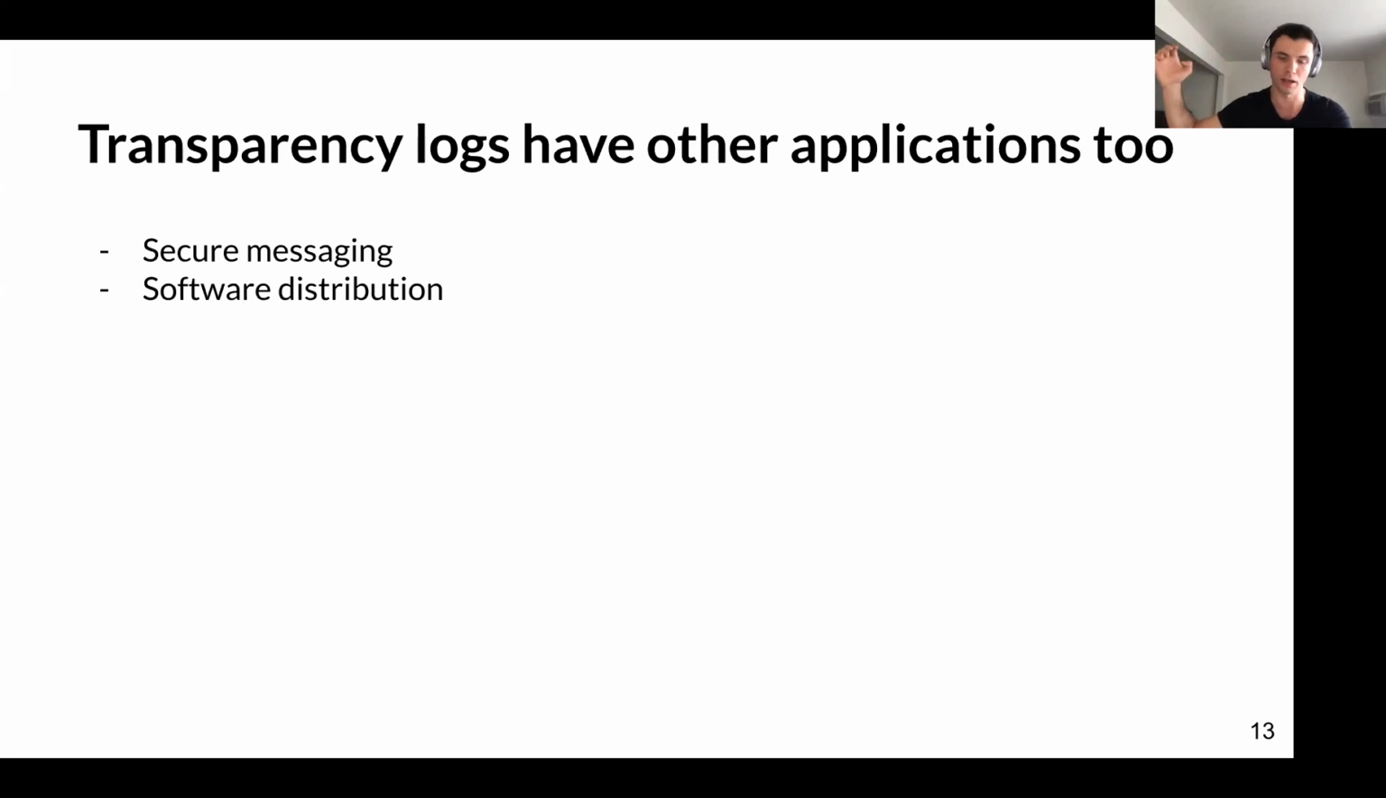And transparency logs actually have a bunch of other applications. So you can use them for securing messaging like WhatsApp or Signal, because there you have a public key distribution problem as well. You can use them to secure software distribution by basically keeping a log of all software binaries to prevent tampering with the binaries. And you can use them for certificate revocation. And I want to say, maybe you can use them for government too. It's not like we don't need transparency in our government.